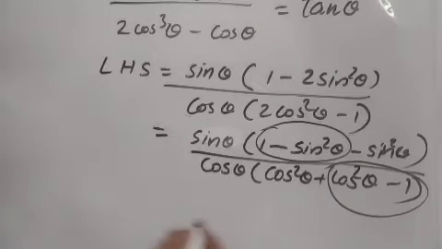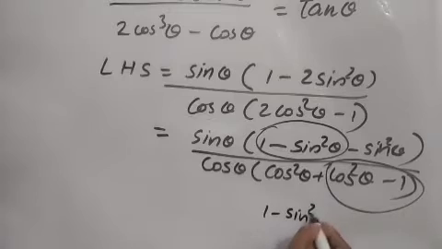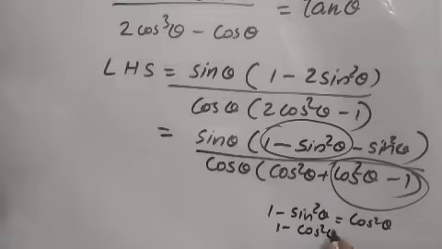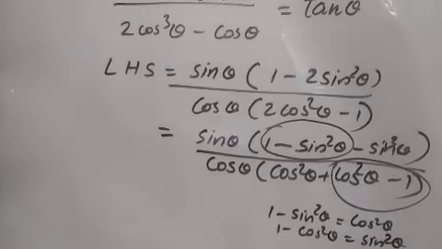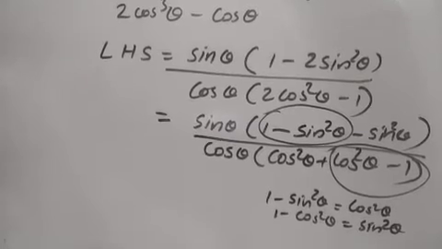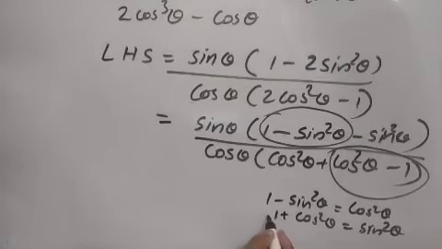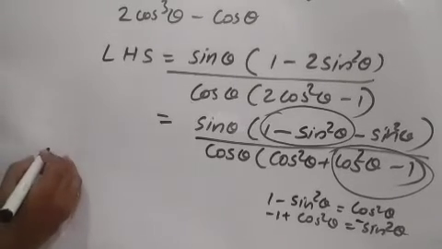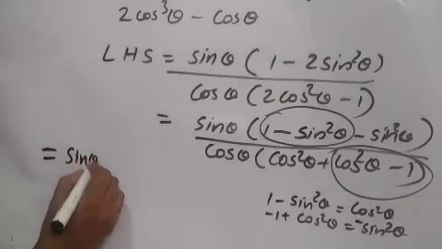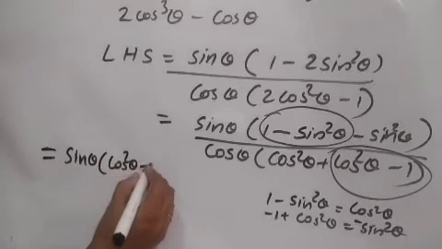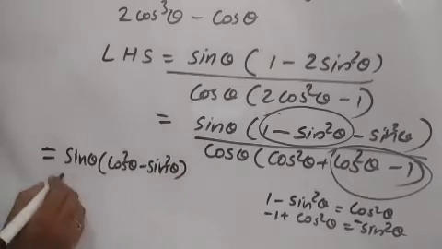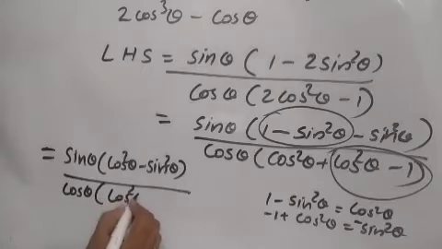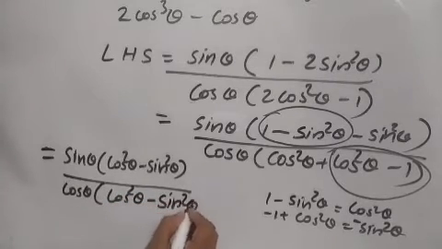Okay, let us substitute that. 1 minus sin square theta is cos square theta. Also 1 minus cos square theta is sin square theta. Okay, here it is cos square theta minus 1. Okay, this is plus and this is minus. So the answer will be minus sin square theta. Let us apply that. Is equal to sin theta into cos square theta minus sin square theta divided by cos theta into cos square theta minus sin square theta.